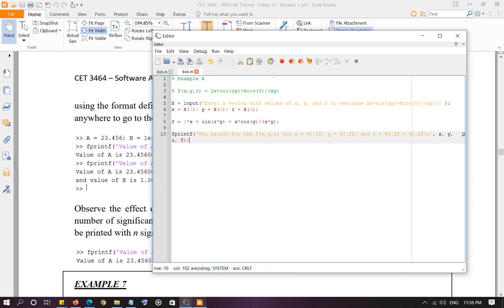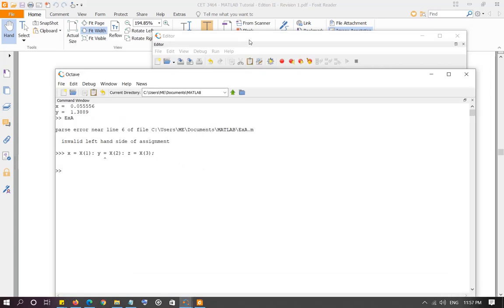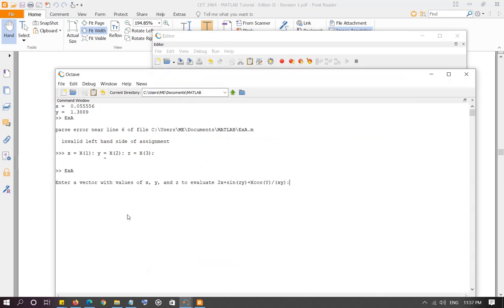So when I run this, let's go to the command window. Alright, let's see, line 6, x equals x1, y equals, this colon should be a semicolon. This colon should be a semicolon because I'm dividing into 3 different things. Okay, so it says enter a vector with values x, y, and z to evaluate this.